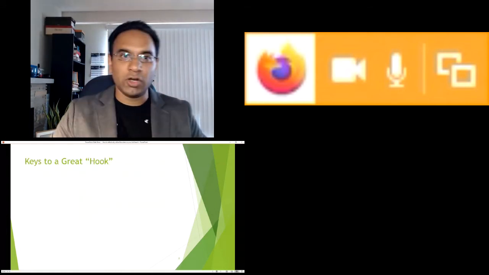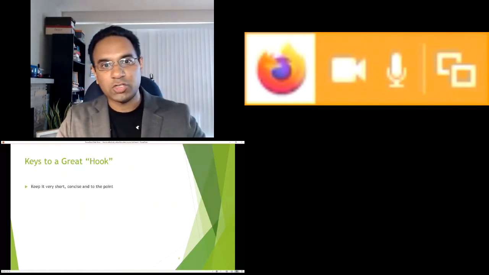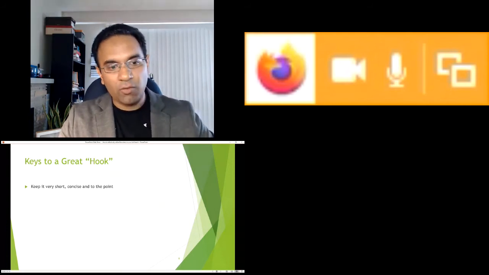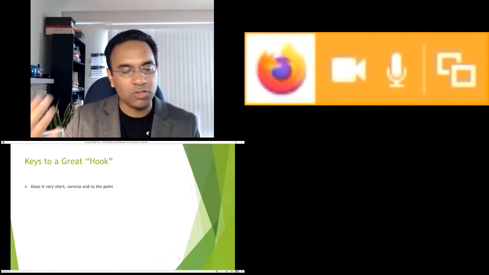Now, keys to a great hook. These are just some tips from my end. Firstly, you want to keep it very short, concise, and to the point, folks. Some of you are writing like a thesis or a dissertation or something. You don't want to be too long, folks.